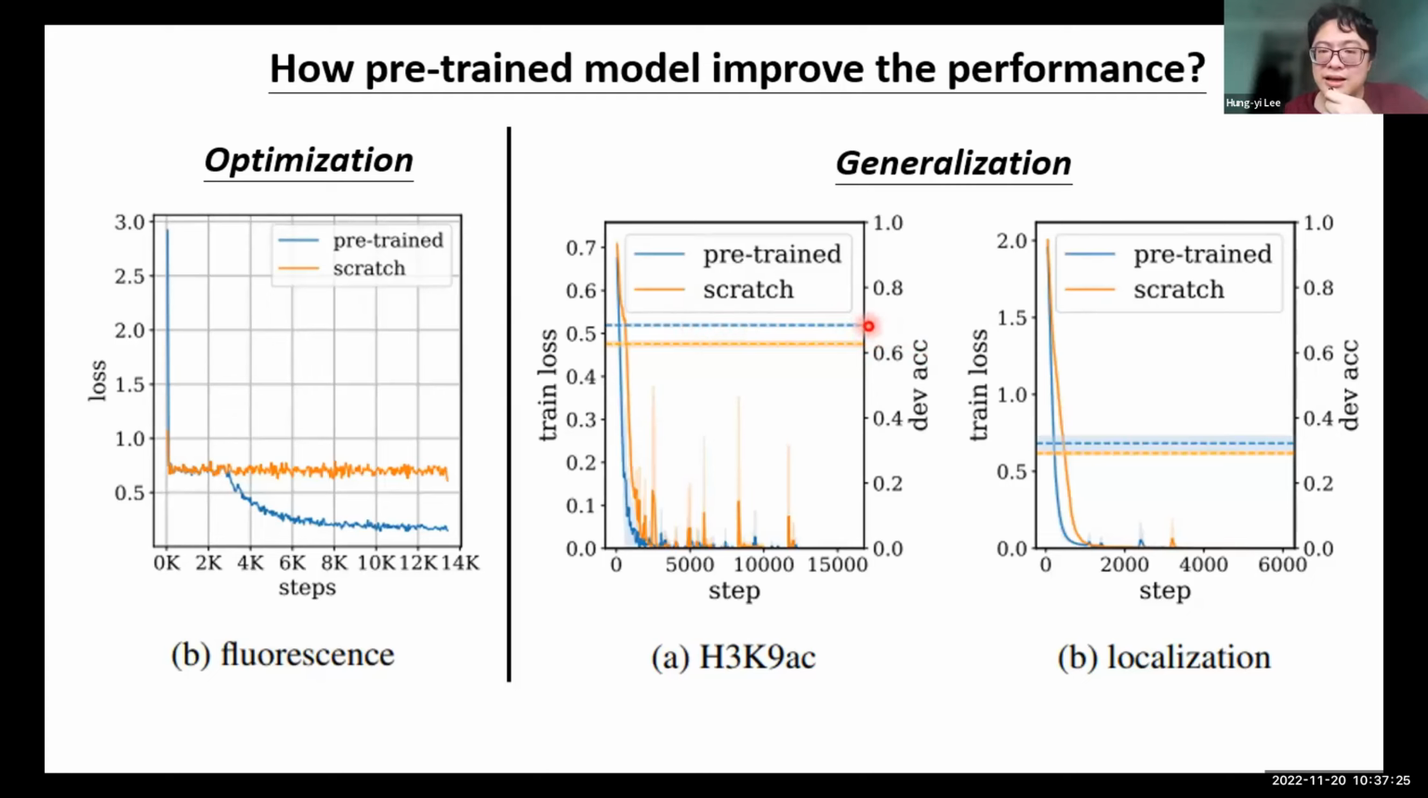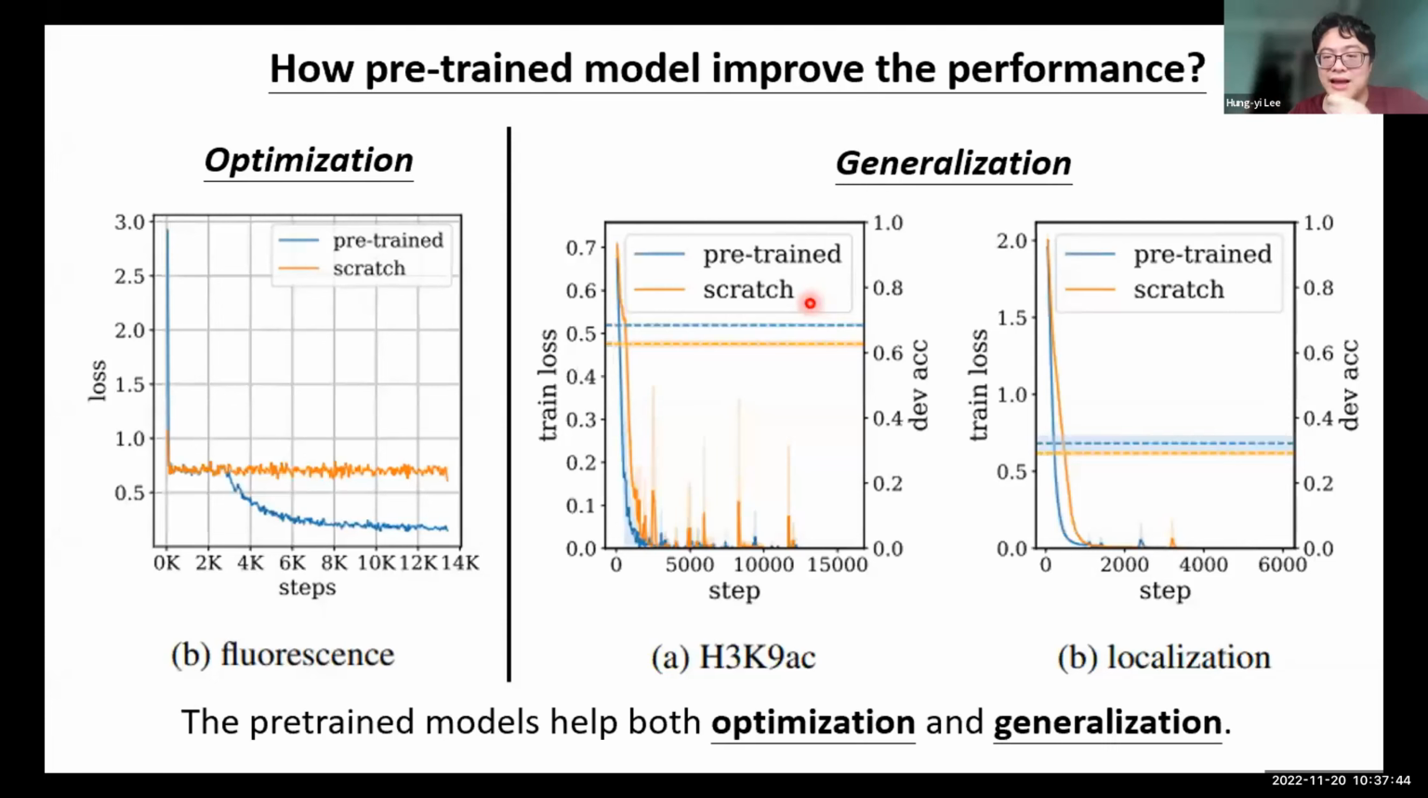And it is clear that even though on the training set, pre-train and scratch get the same performance, for the development set, pre-train gets better performance than train from scratch. This shows that pre-training improves the generalization capability of the model. So pre-training improves not only optimization, but also generalization. So pre-training is helpful for both optimization and generalization.